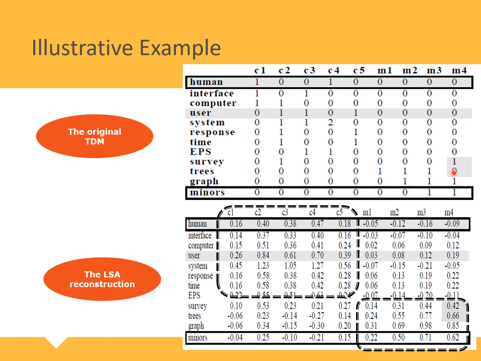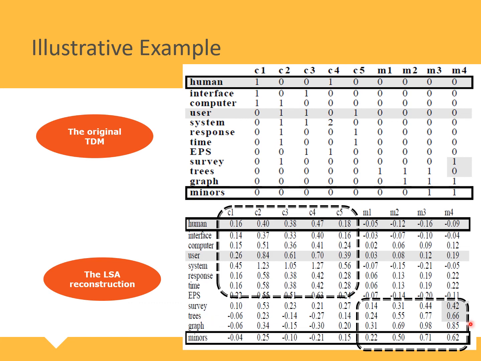But then what the reconstruction does is, if you look at the term trees, even for M4, a weight is assigned. It is not 0 as it was in the original matrix. Why is the weight assigned here? Intuitively, if we try to reason it out, the reason is that the algorithm has identified that the word trees is contextually related to mathematical graph theory, and M4 is a title from that area.